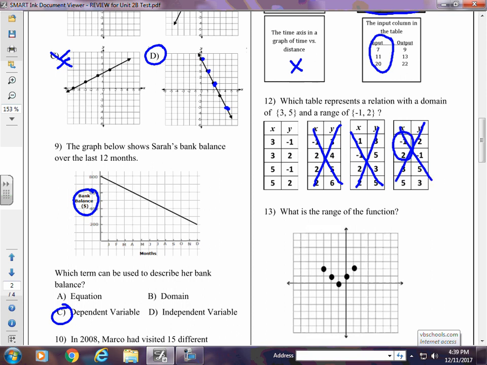That can't happen. Okay, and then double check that first table. The range has to be -1 and +2, and it is. So this is the table you want.